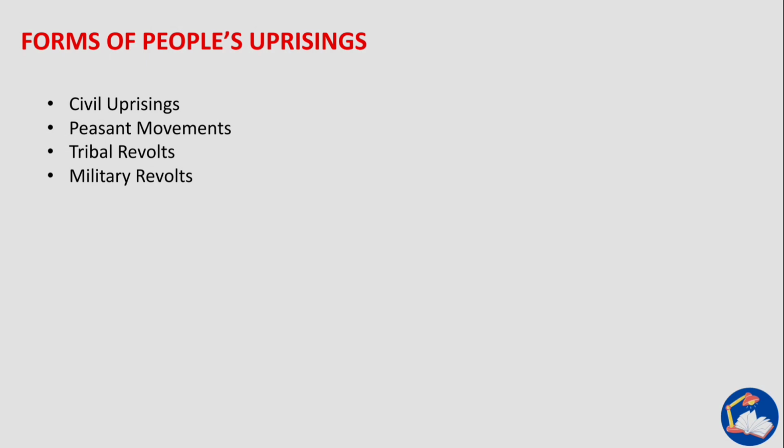Now the forms of people's uprising. First, there were civil uprisings. Then peasant movements were there, tribal movements were there, and also military revolts. Military revolts, we know that 1857 was there, and other types of mutinies. Tribal revolts, we know about Santal movements. Peasant movements, we also have the Champaran movement as an example. So these are some of the movements.